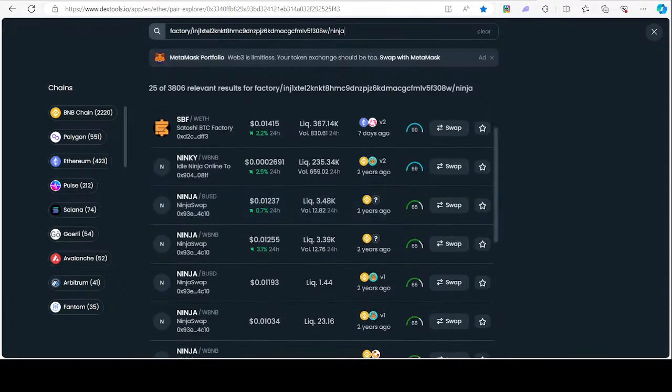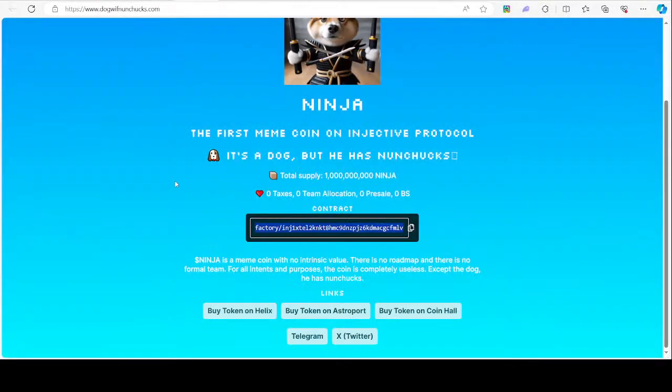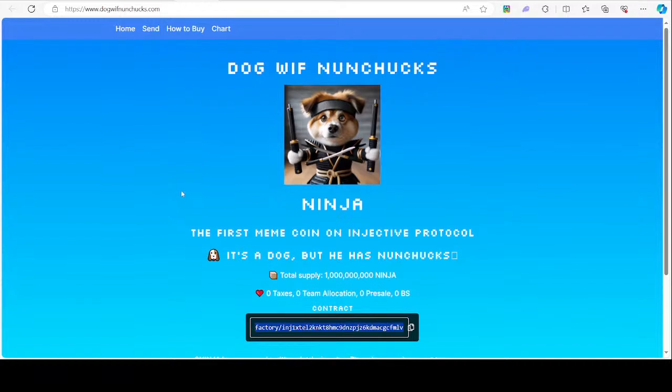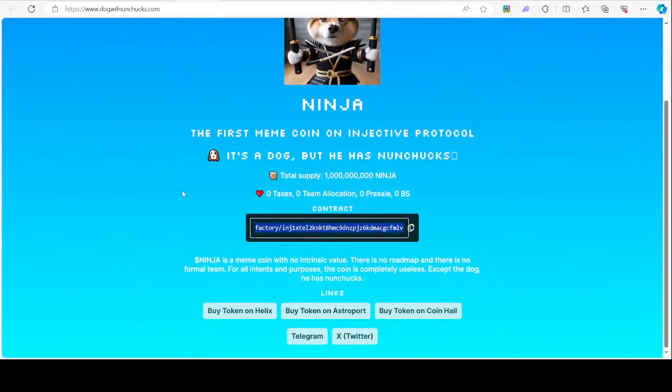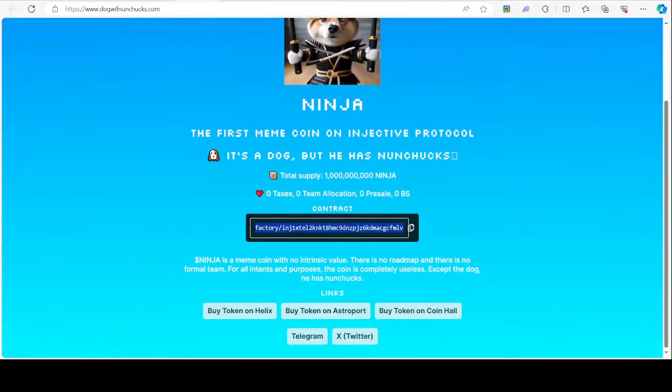All right, let's go take a look. All right, so on the dog, there we go. All right, the first meme coin on Injective Protocol. It's a dog, but it has nunchucks. All right, how's that one doing? I just posted the link.